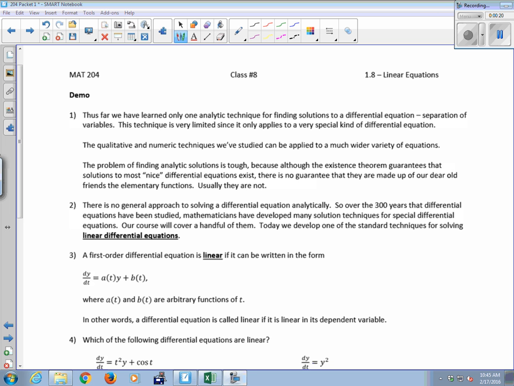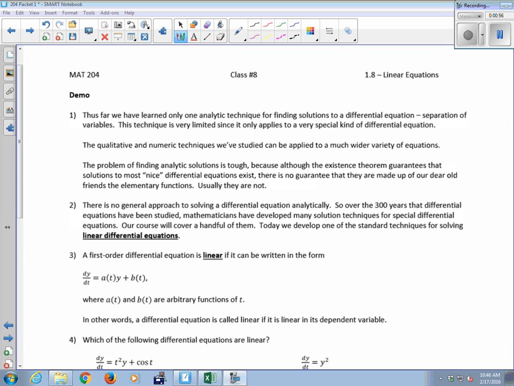Okay, so thus far we have learned only one analytic technique for finding the solution to a differential equation. That's separation of variables, right? So we have just that one technique. It's very limited because it only applies to a very special kind of differential equation. We do have some qualitative and numeric techniques that we've studied. They can be applied to a much wider variety of equations, but they can't give you a formula, right? They can help you study the solutions as a picture or get numerical values for the function, but they can't give you a formula.